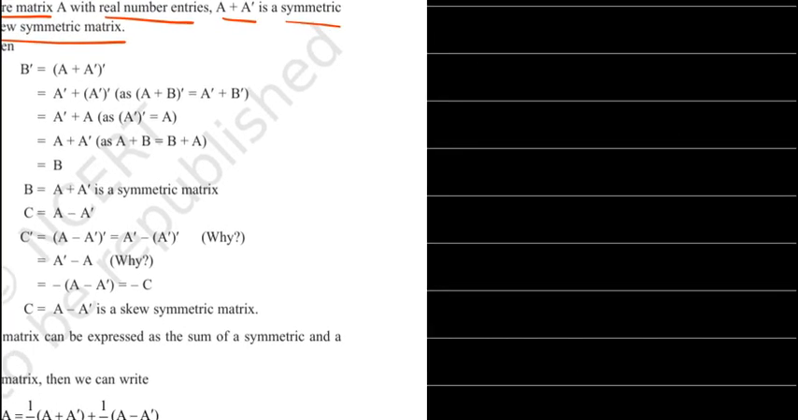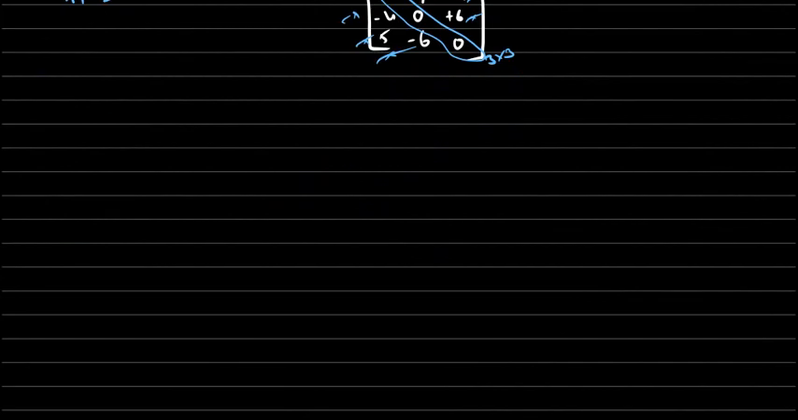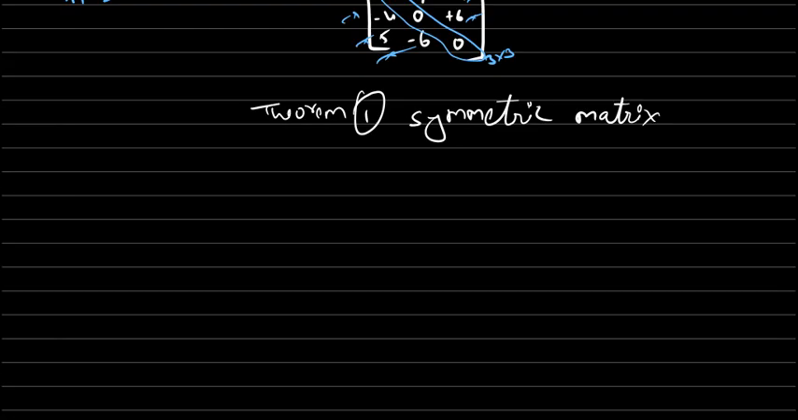What they are saying is B is equal to... I do not know what happened to this. I cannot write on this page, so I will write on the previous page itself. Theorem number 1 for the symmetric matrix. What they have said is prove B is equal to A plus A dash.